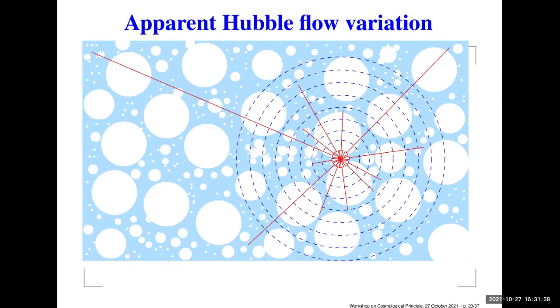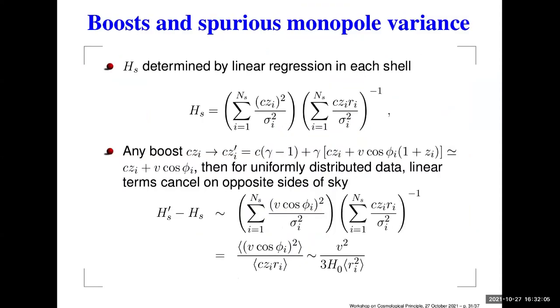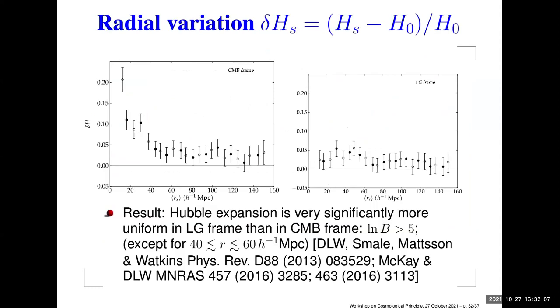But the point is that when it is non-kinematic, there can be differences, and those differences will come out as spurious effects. And as far as we're concerned, we see the signal of that in a spurious boost, because the spherically averaged expansion is significantly more uniform in the local group frame. I didn't expect it to be such a beautiful signal, but a lot of careful work went into that.